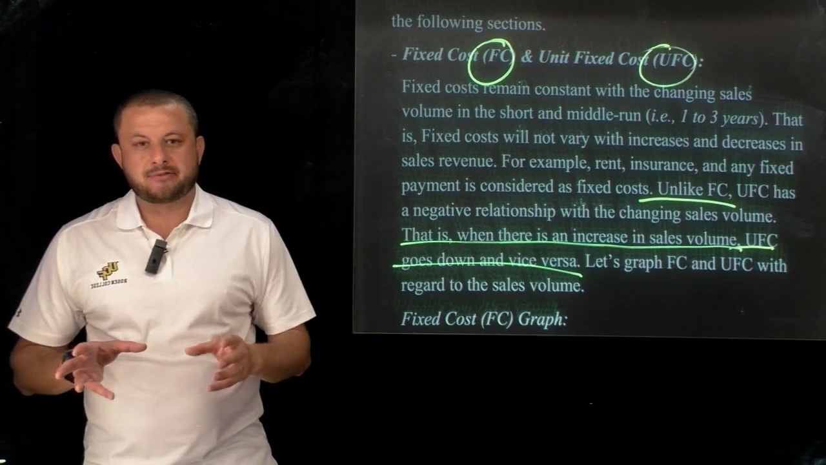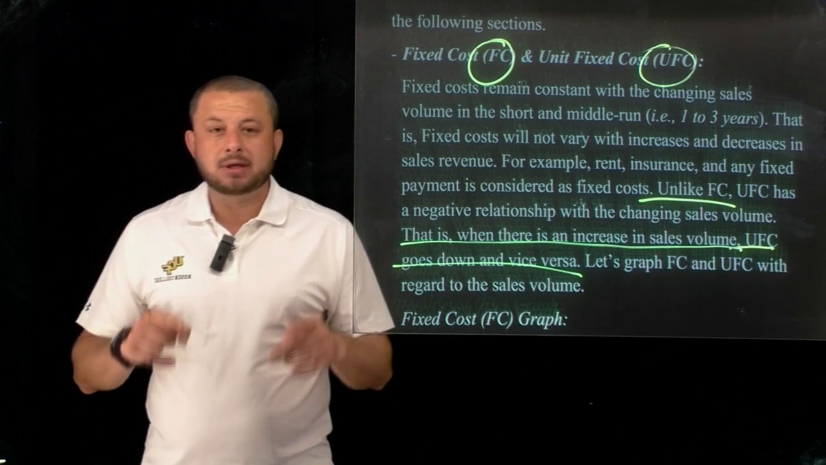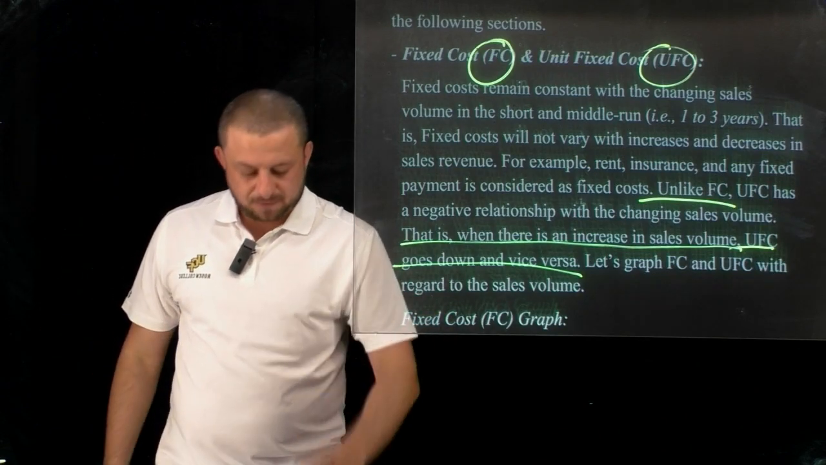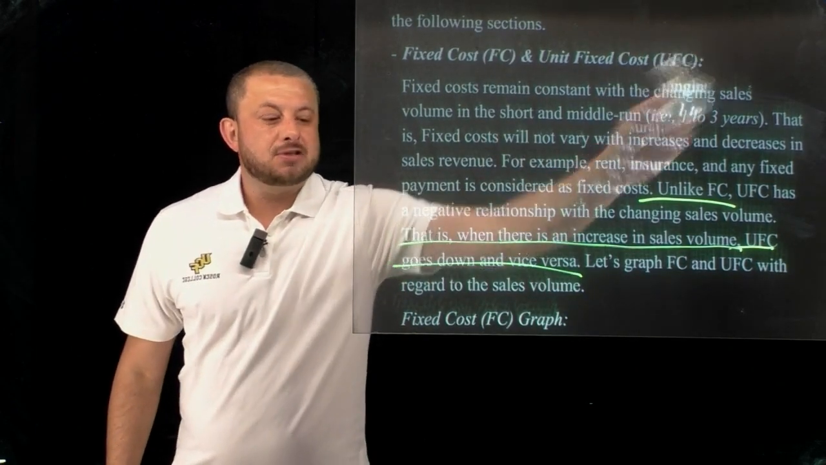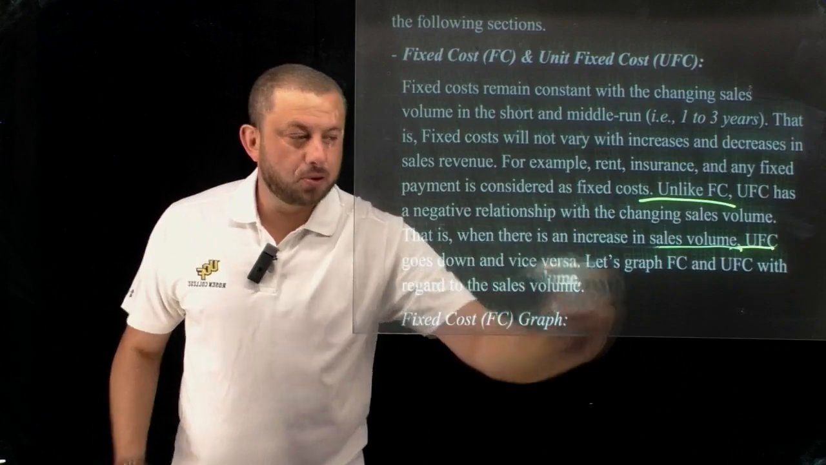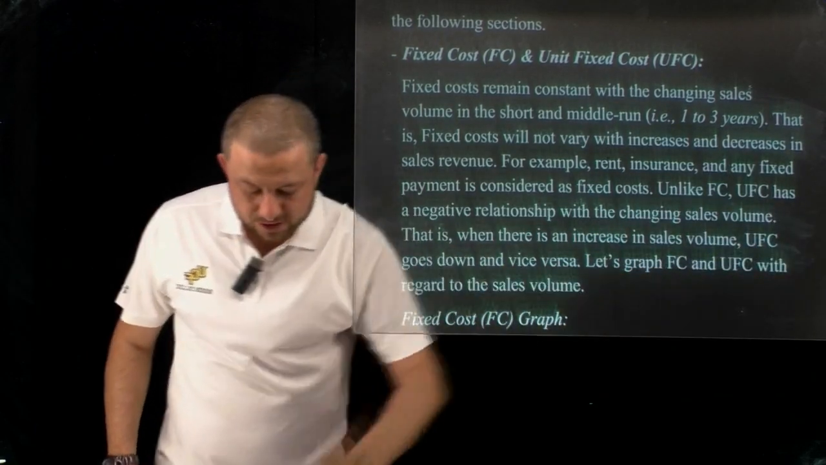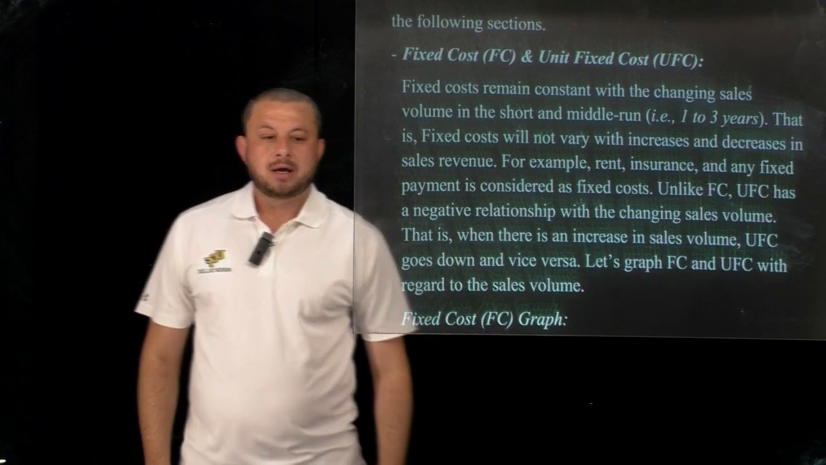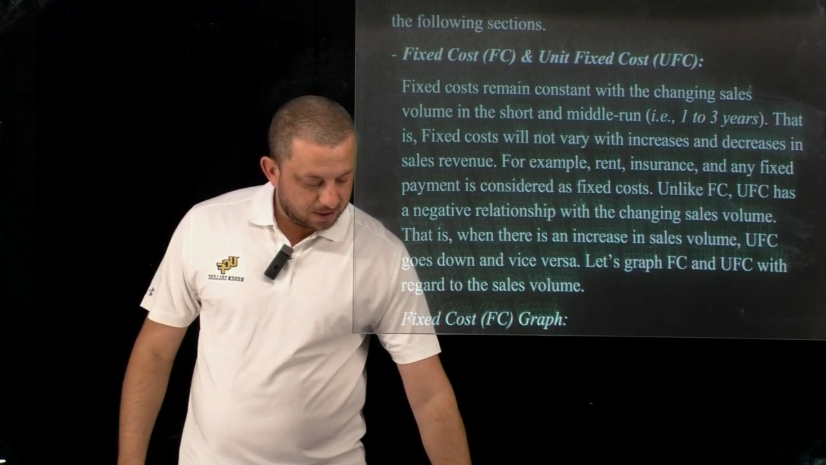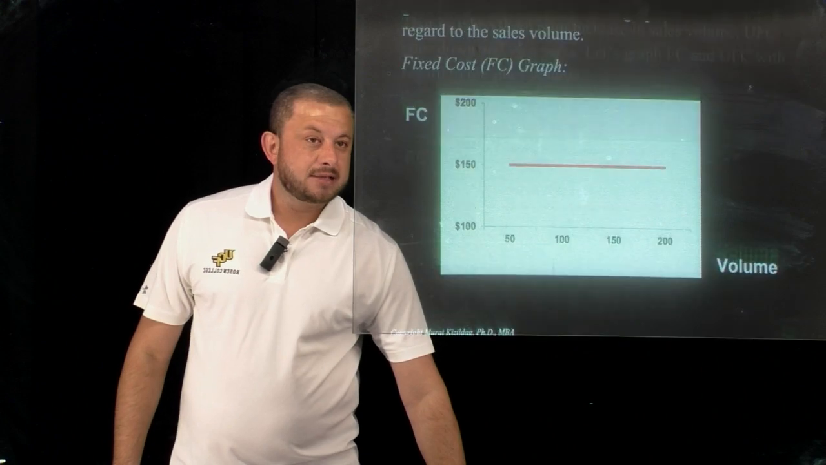Let's talk about the graph. Let's analyze the graph, and then we will check out the in-class exercise examples that we have in our lecture notes, and then it will be much more clear, because we are going to prove those conditions right here: that fixed cost doesn't change, and UFC has an inverse relationship with the changing sales volume. Guys, take a look at this.